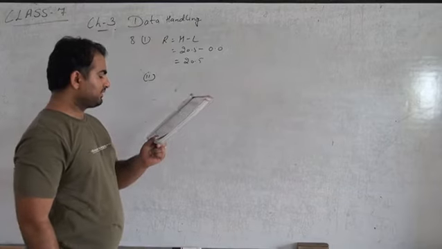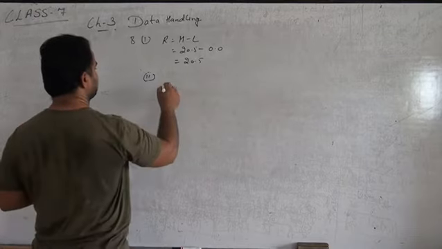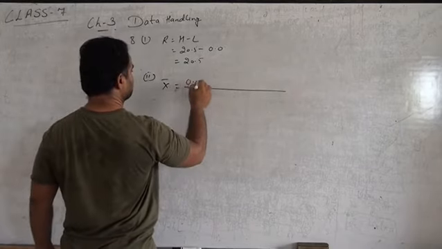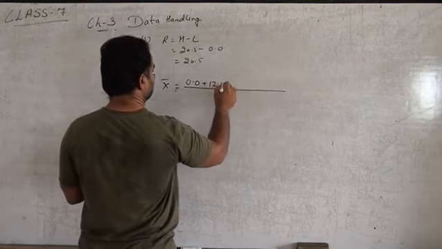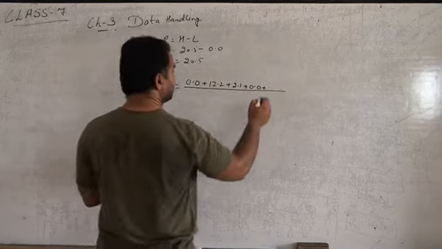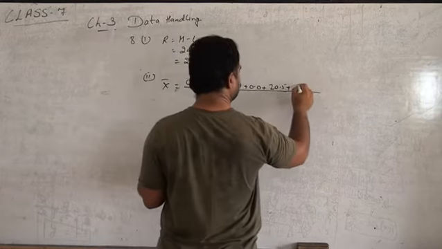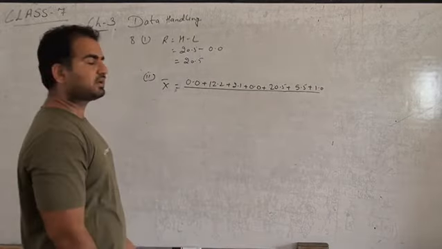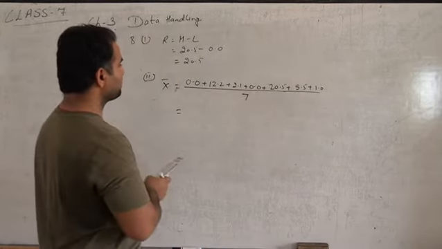Next, we have to find the mean of the rainfall for the week. So to find the mean, we have to add the total. X bar equals 0.0 plus 12.2 plus 2.1 plus 0.0 plus 20.5 plus 5.5 plus 1.0. Okay, this is the total for how many days? 7 days. So what we have to do is get a total of this.